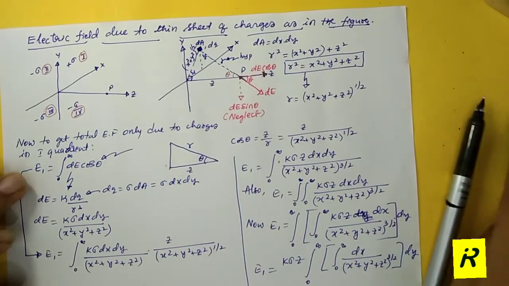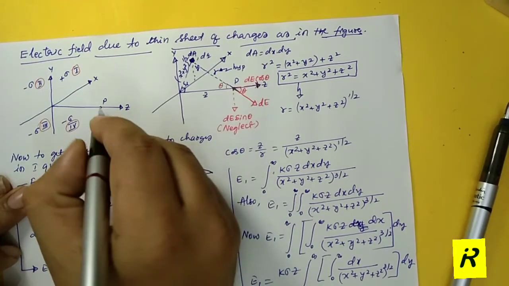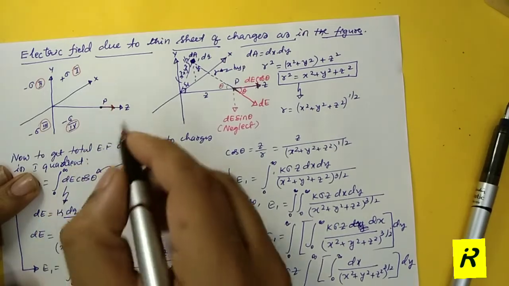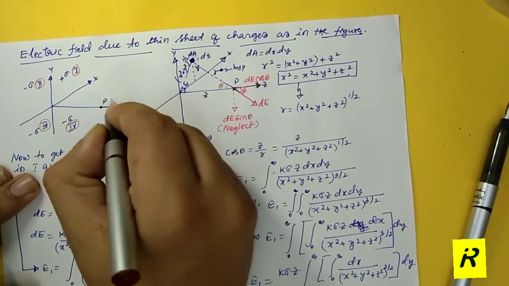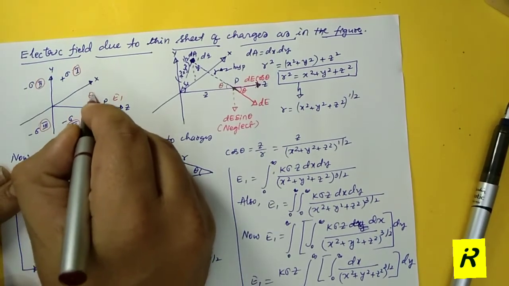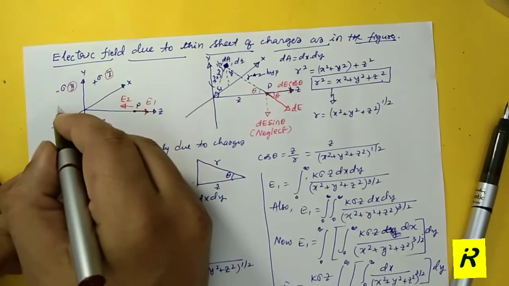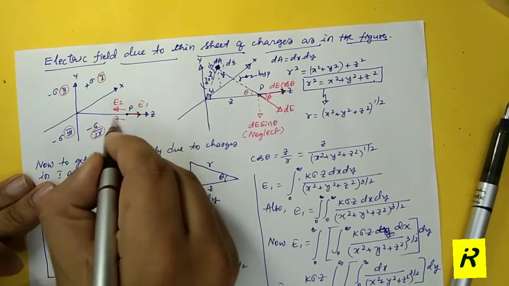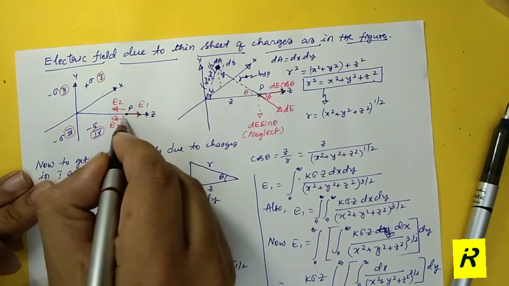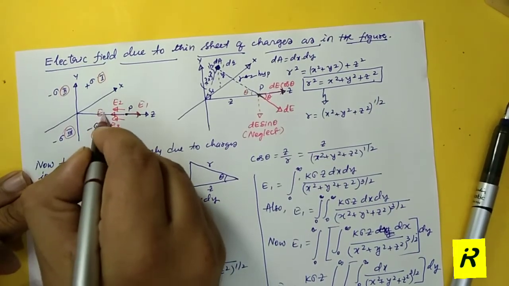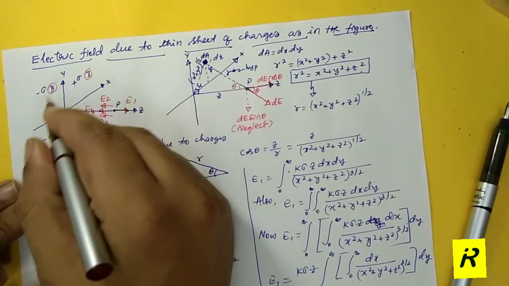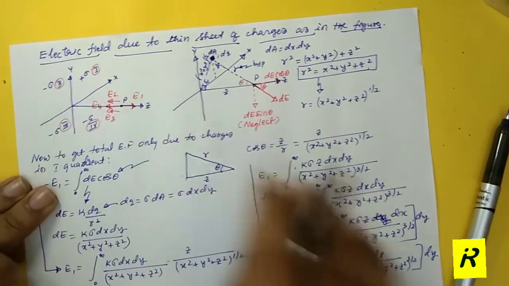Now you have to think, the total electric field will be in the z direction, along the z axis. E1 is in this direction, and E2 is in this direction because this charge is negative. E3 is also in this direction, and E4 is also in the same direction. The value of sigma is the same in all the quadrants, but only the sign is different.